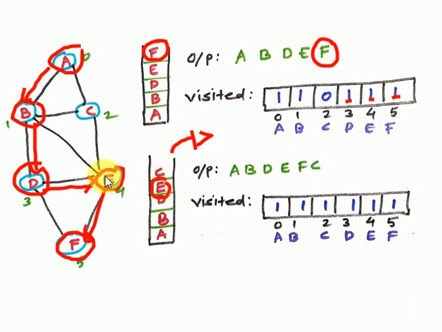So for vertex E, I'll find that vertex C is connected with E. So here in the visited array, I will check whether C has been visited or not. So here vertex C is not visited.